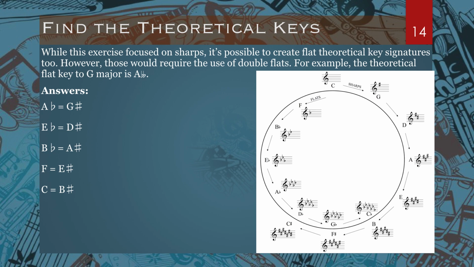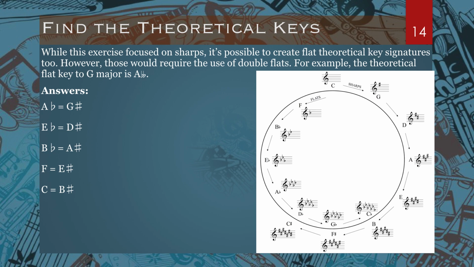For E flat, the theoretical key is D sharp. So you find your key of D, it has two sharps. So add all your sharps so it looks like C sharp major. Make the first two double sharp, so you've got F double sharp and C double sharp. And now you have the key of D sharp major.